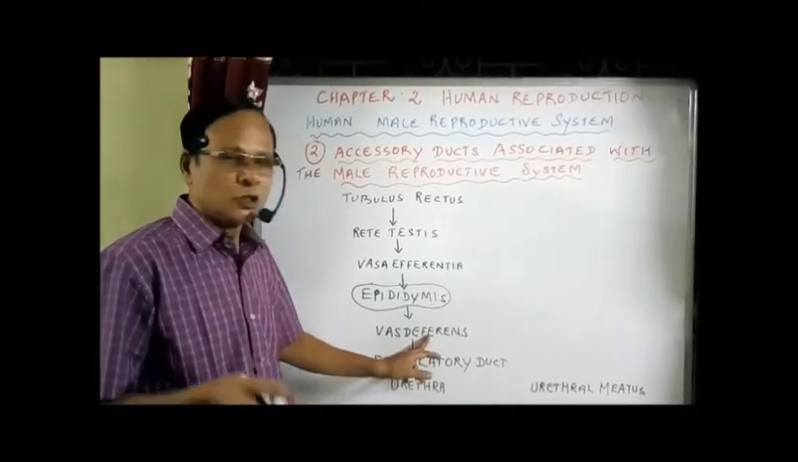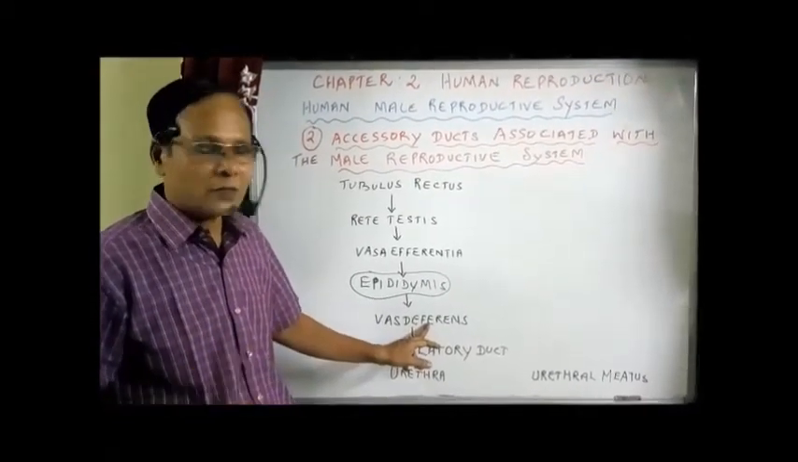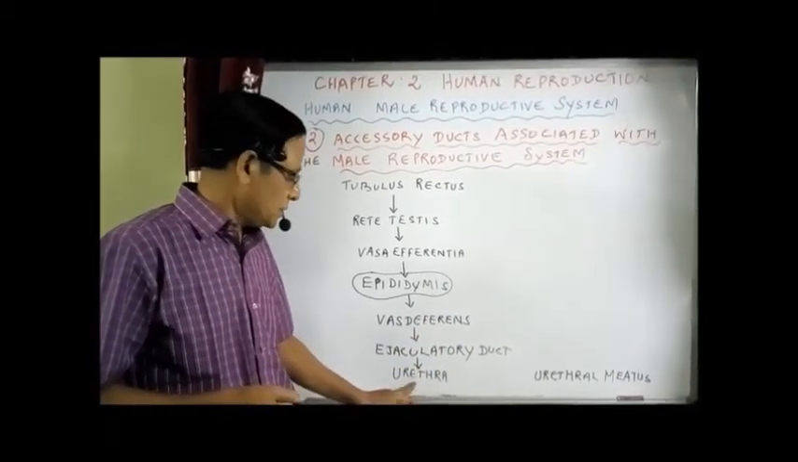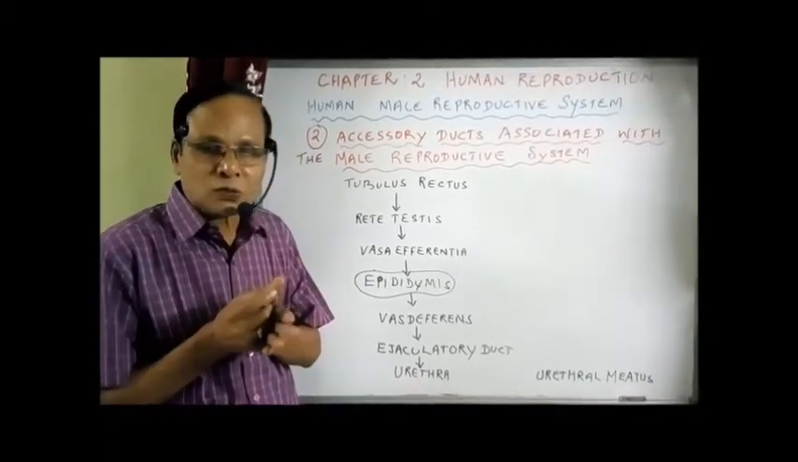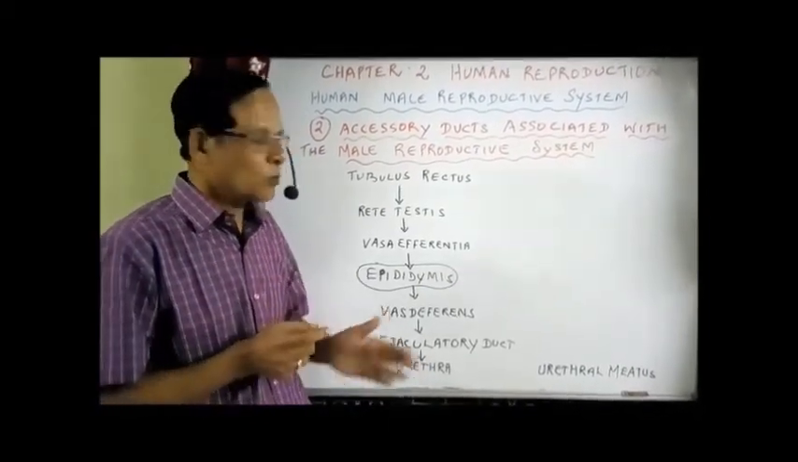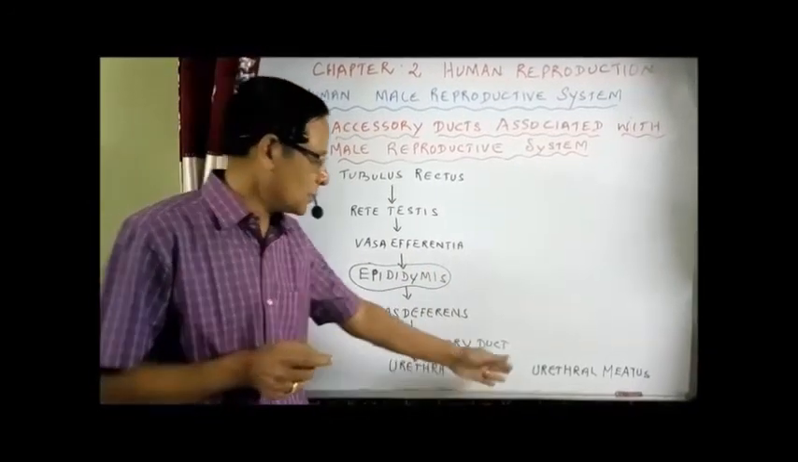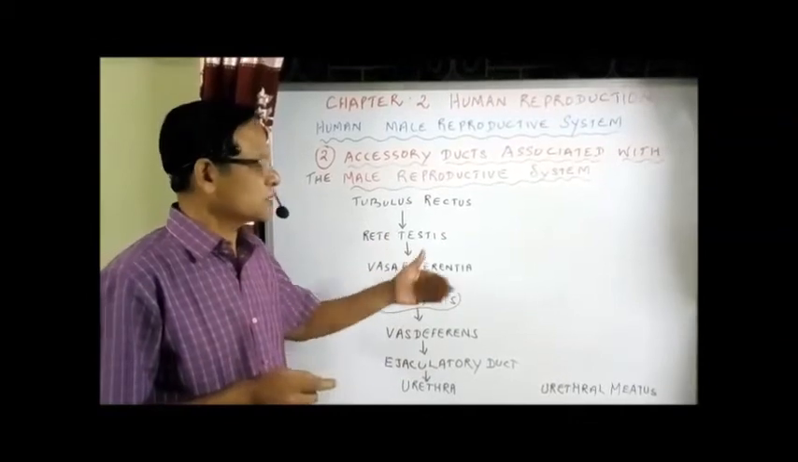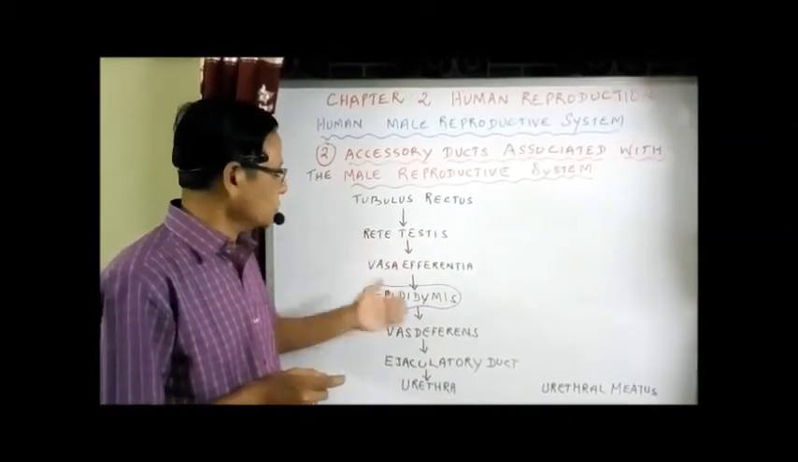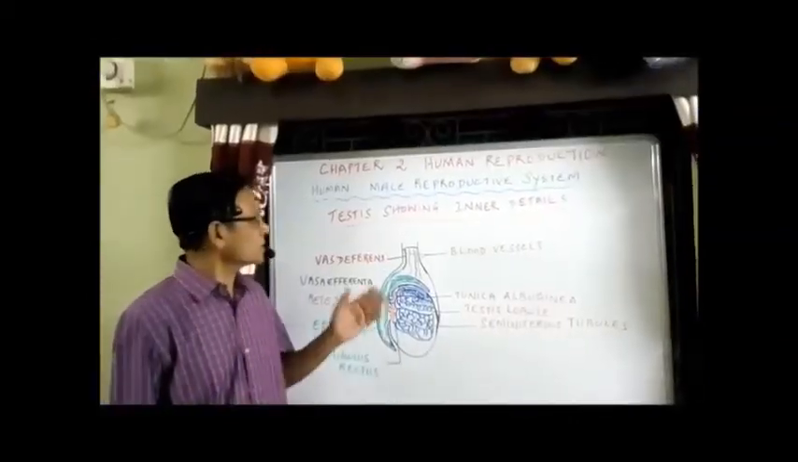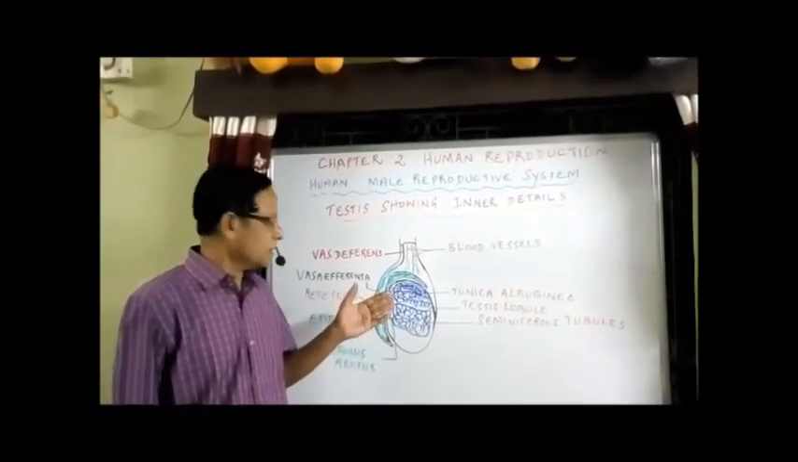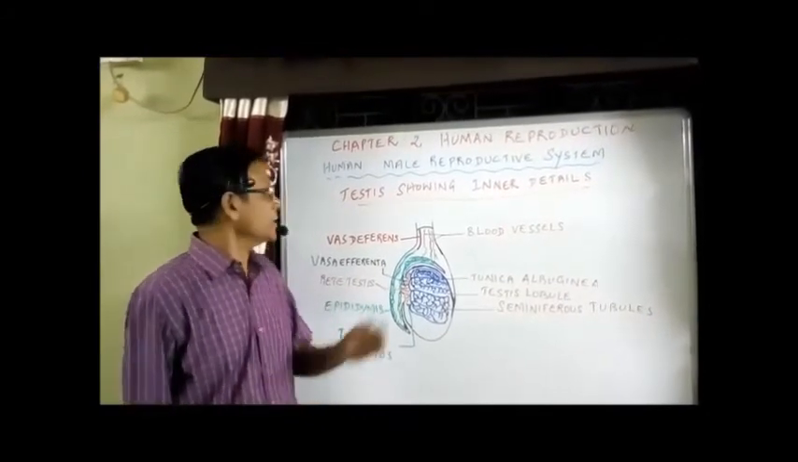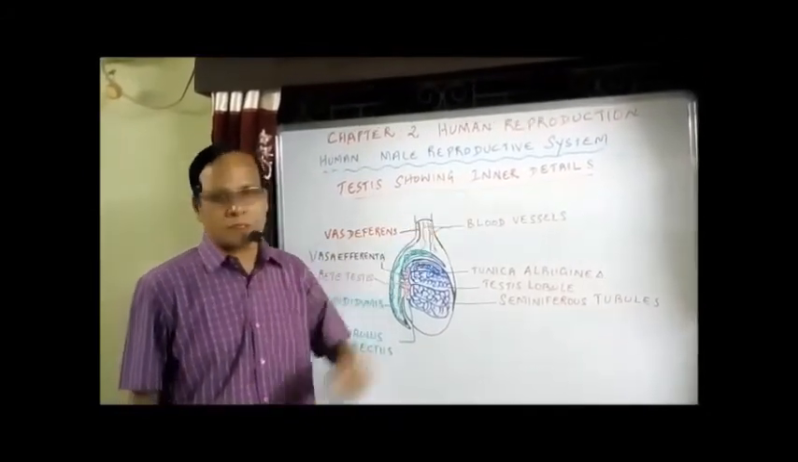The vas deferens, after joining with the ducts of the seminal vesicle, forms the ejaculatory duct which passes through to the urethra, and the urethra passes through the penis, the copulatory organ, and opens outside through an aperture. That aperture is called the urethral meatus. I'll show the picture now, the section of testis showing all these tubules. Now let's see what structures are present on the inner side of the testis, that means the testis showing inner details.